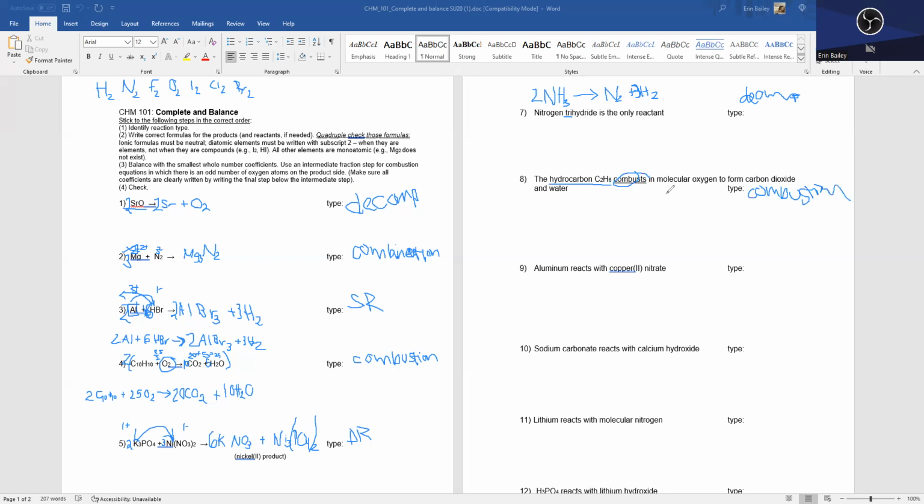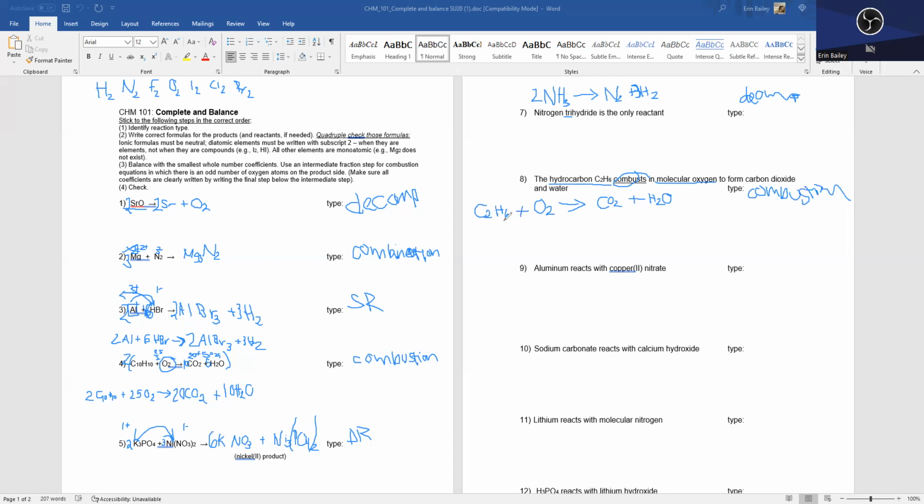With molecular oxygen, and whenever you see "molecular," that usually signifies the element form, a diatomic element, to form carbon dioxide and water. Okay, we can do this. C2H6, they've given us the formula right there, plus molecular oxygen, which is going to be O2, forms, that's the key word, it makes the products. We put the arrow there, CO2 plus H2O.